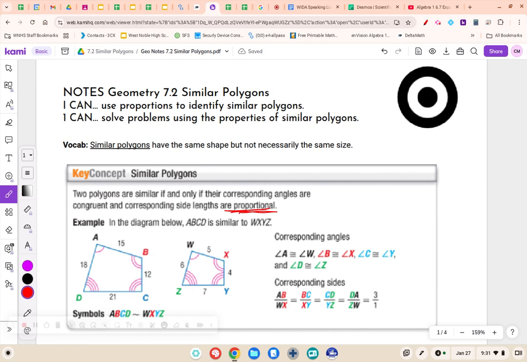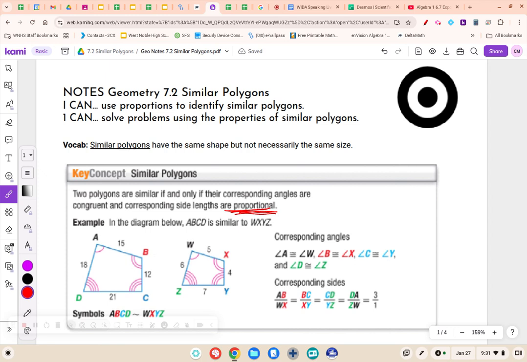So when we were looking at congruent shapes, the sides were exactly the same, the angles were exactly the same. With similar, the angles are exactly the same still, but the side lengths have a proportion, just like we saw in 7.1 when we were setting up proportions. So, in the diagram below, ABCD is similar to WXYZ.